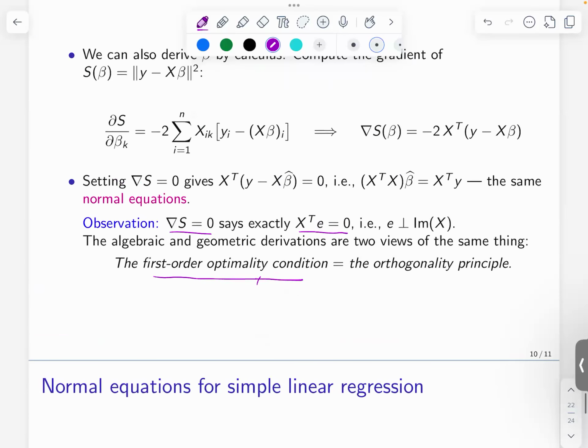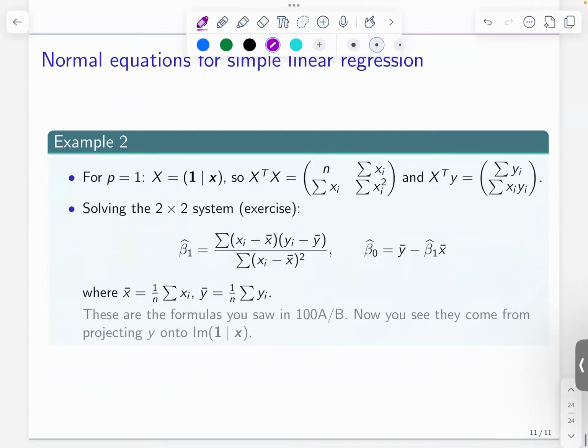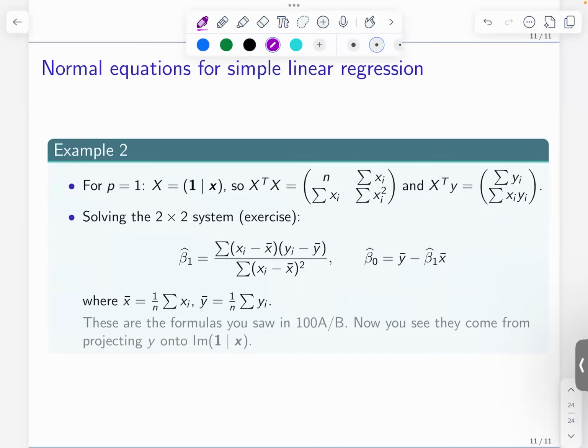Questions about this? I have a very quick last slide. If you do it for simple linear regression, where p equals 1, the example that we did, you just have one column of all ones and then just one covariate. You calculate x transpose x, it looks like this. You calculate x transpose y, it looks like this. You calculate beta hat via the formula, x transpose x inverse x transpose y, and after some manipulation, you get these formulas.